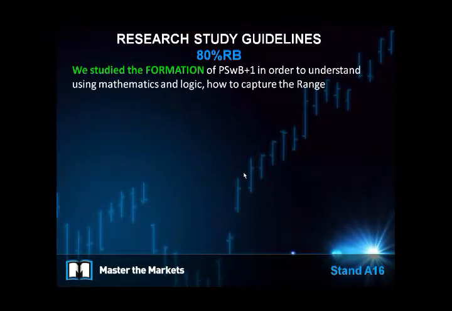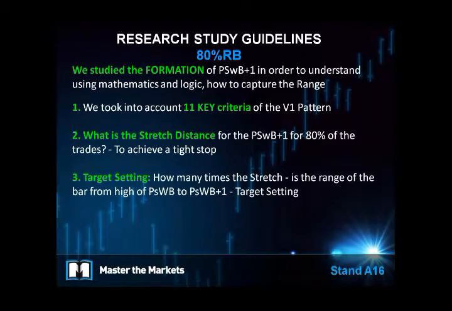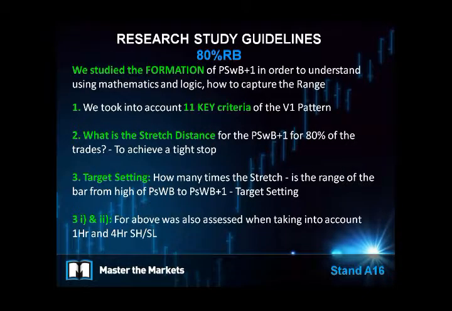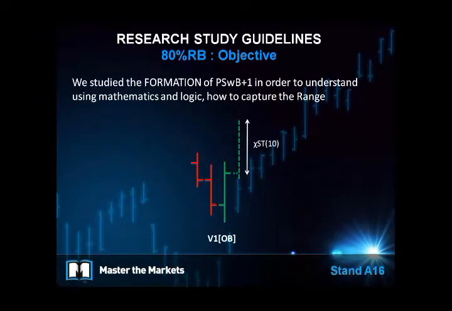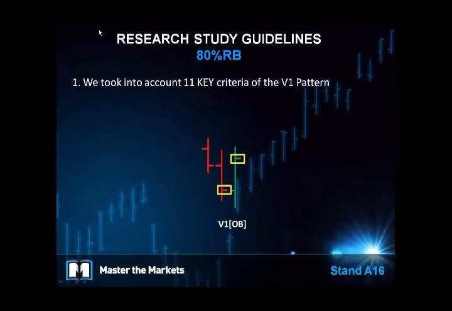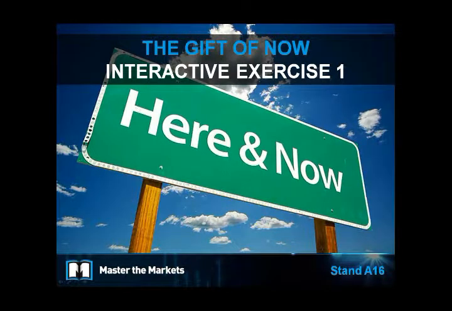We've formulated some research study guidelines because when we're building a strategy here at Master the Markets, it's tight and it's consistent and it's constantly reviewed for profitability. It's constantly reviewed for potentially breaking, and this is what's important. And we took into account 11 key criteria of the V1 pattern. We asked all of these different questions in regards to the PSWB plus 1 because we want to understand if our V1 pattern is good at picking out turning points in the market. So 11 key criteria were taken into account on the V1 pattern.